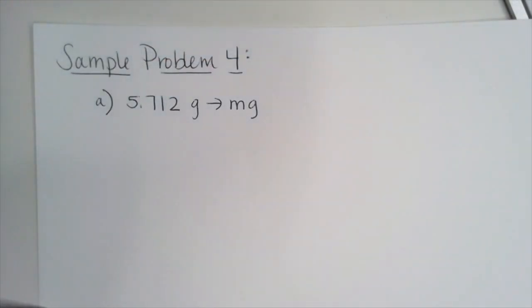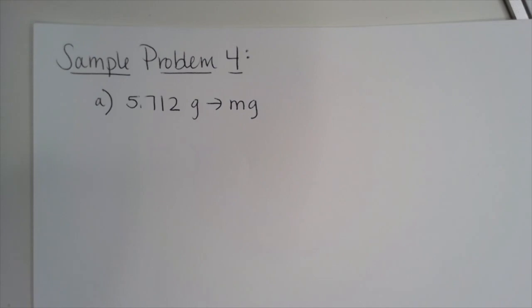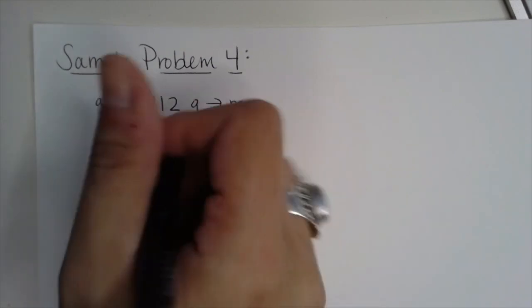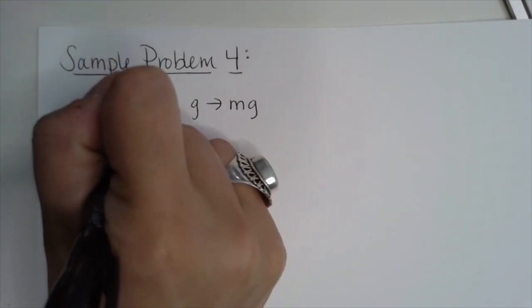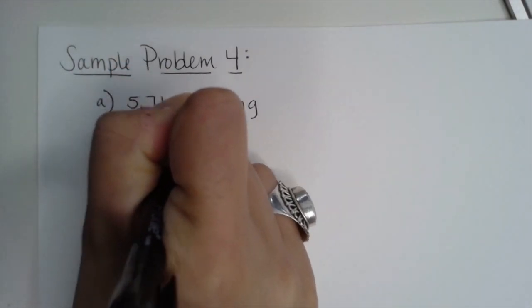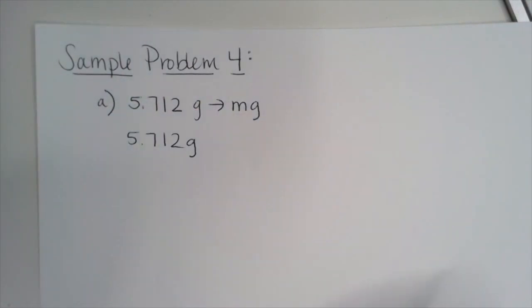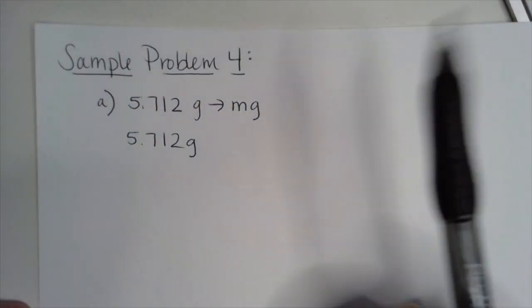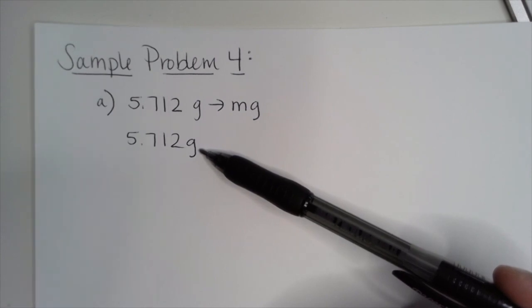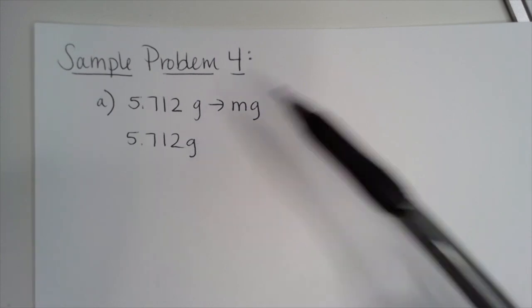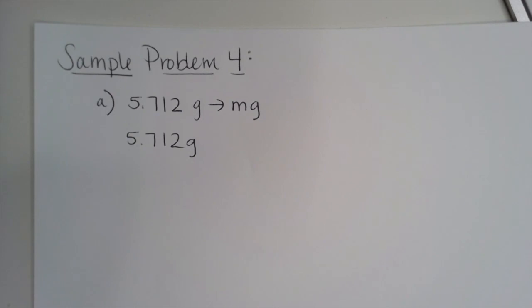The way we want to set these problems up is, of course, you always want to start off with whatever the problem wants you to convert. In this case, it's the 5.712 grams. Always write your units down. I can't stress this enough. So this right here, you really need to include the units of grams. If you don't, and when the problems start to get a little bit more complex, it's going to be very difficult to keep your work in order. And in chemistry, we always want to keep the work as neat and orderly as possible.